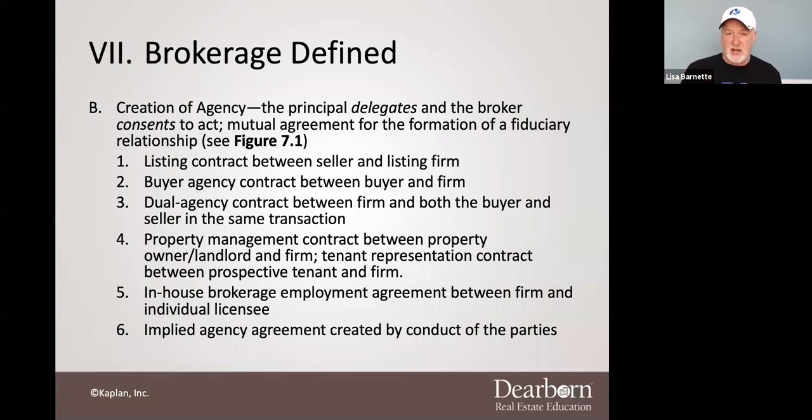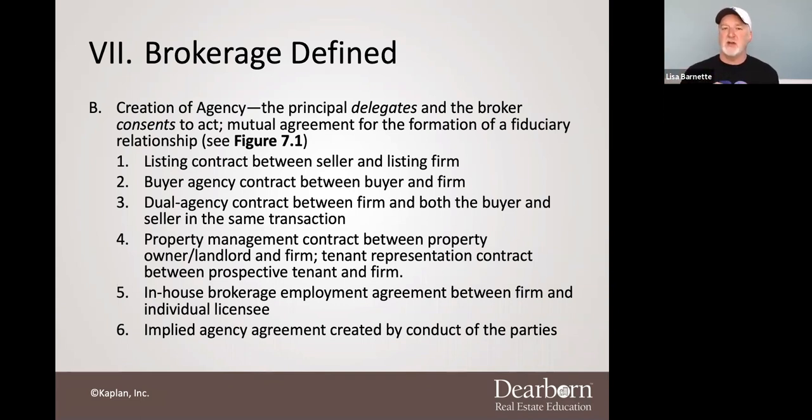You would have a listing contract if you're working with a seller. And of course, when you're working with a seller, the agency agreement is actually written in the name of the firm. If you're working with a buyer, we have buyer agency agreements. We have exclusive agreements. We have non-exclusive agreements. We have contracts for this.